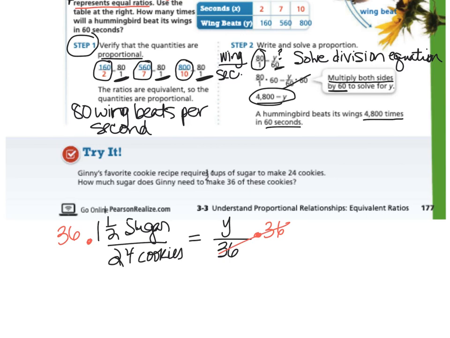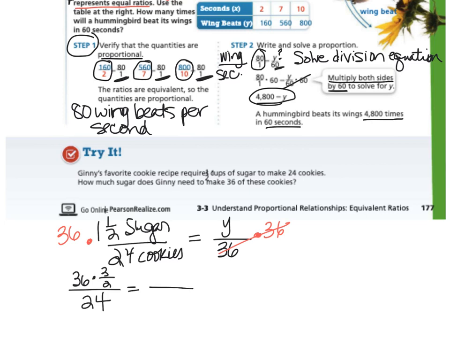Now, in order to do that, remember you've got a fraction here. You need to change that mixed number into an improper fraction. So then you'll be doing 36 times 3/2, and then there's the 24 on the bottom. So let me get rid of that. There we go.